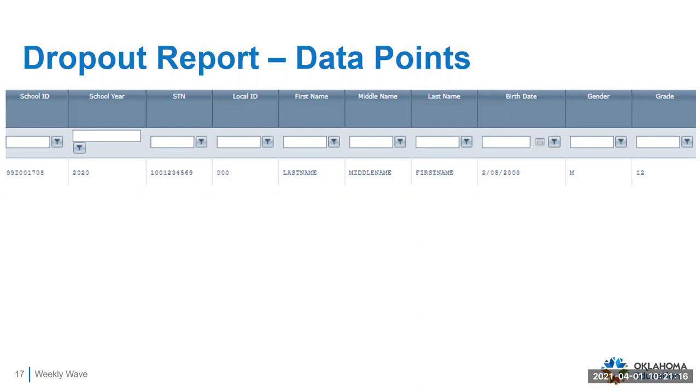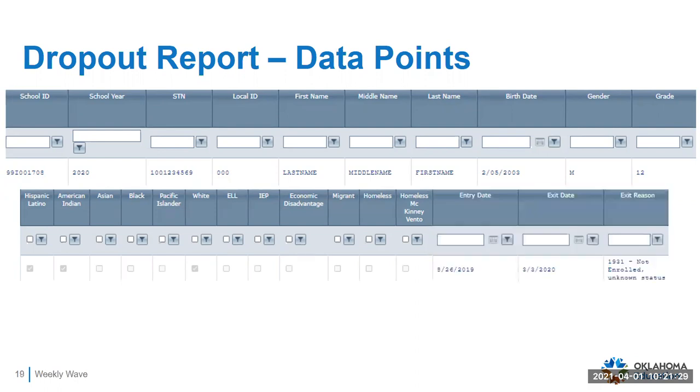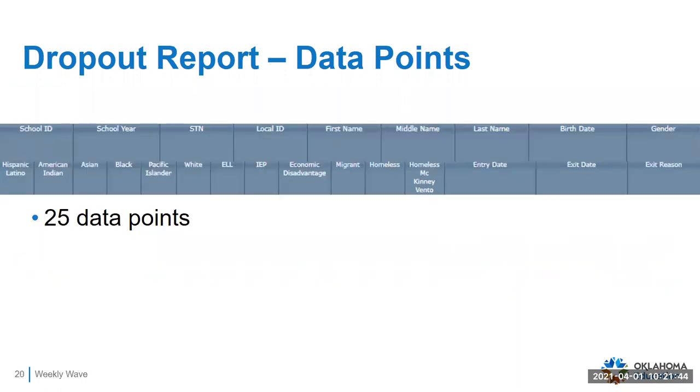And then going forward, we do have the race ethnicity information, as well as some information about the program areas that the student was enrolled in while with your site. And lastly, we do have the last bit of enrollment information that we have for that student. So you'll see the entry and exit dates, and exit reasons for those students. So summed all up, 25 data points here, and you can see all of that information going forward.